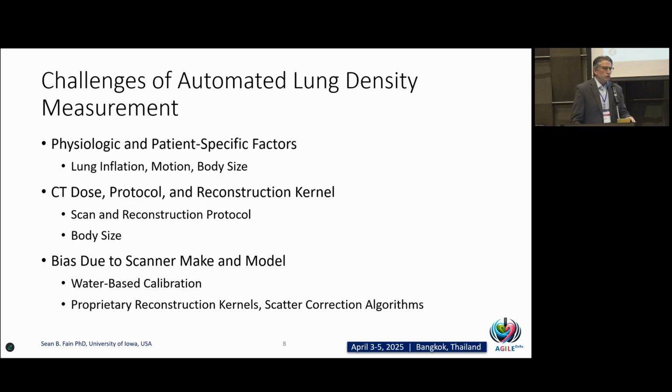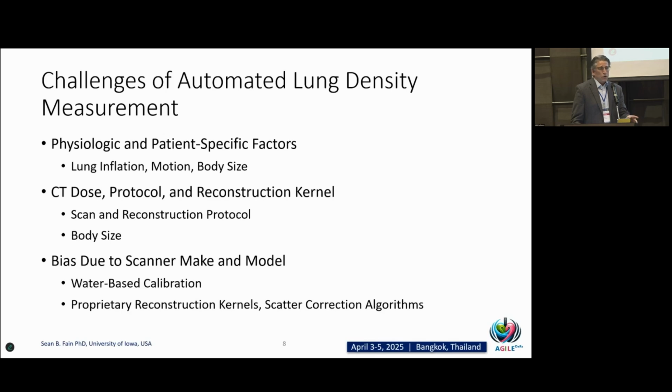Second is CT dose. So we're operating in a low dose regime. And as a consequence, there's substantial image noise that contributes to the emphysema measurement. In addition, reconstruction inconsistency, including kernel choice, can influence the level of noise significantly. Body size is another factor. For larger patients, the number of X-rays detected reduces and therefore noise increases.